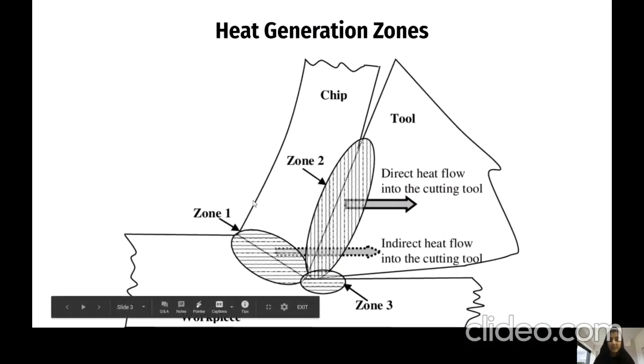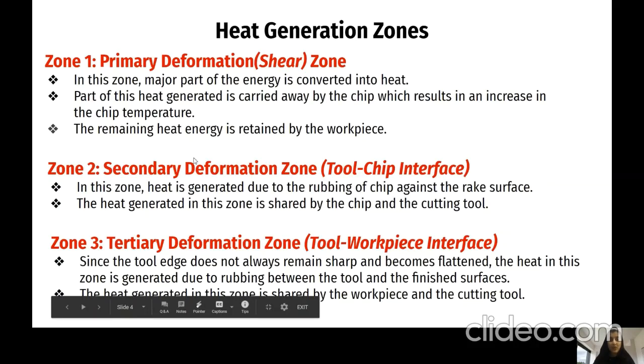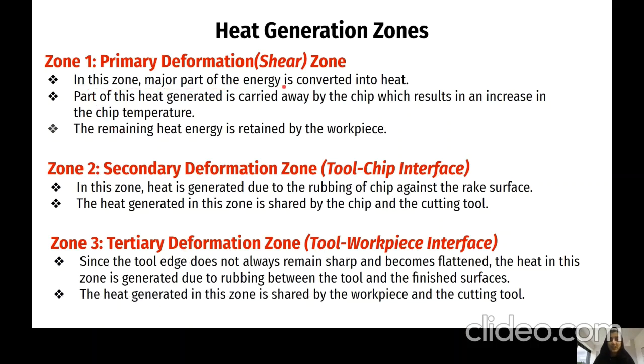Now, having looked upon the different ways in which heat is being generated, we can classify three heat generation zones. The zone 1 is known as the primary deformation zone or the shear zone. In this zone, a major part of the energy is converted into heat. Part of this heat generated is carried away by the chip, which results in an increase in the chip temperature. The remaining heat energy is then retained by the workpiece.